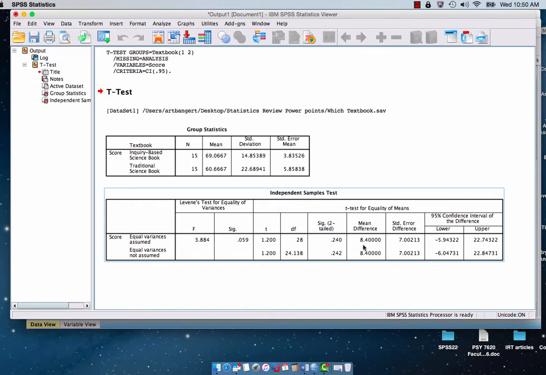So this mean difference of 8.4 average points between the inquiry-based science textbook students and the traditional students is not significant, and we can say that this difference is likely due to sampling error. So these are results. We'll use these now to discuss the key concepts as a review for our next class.